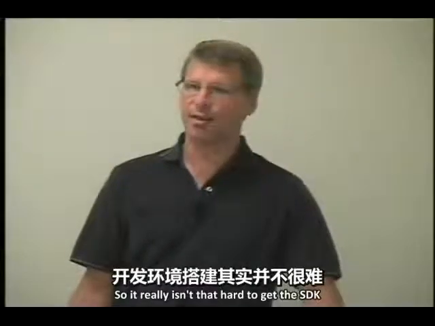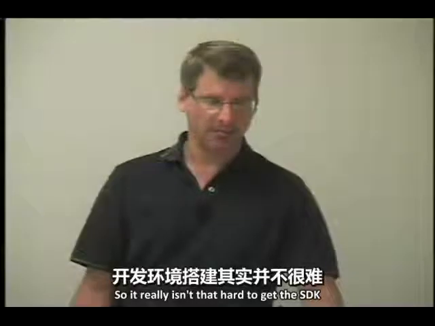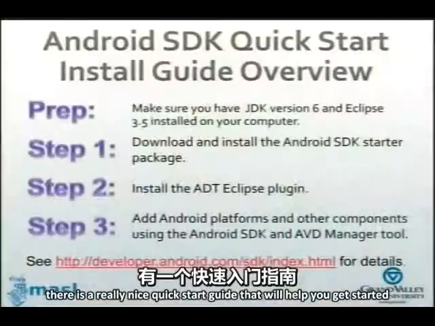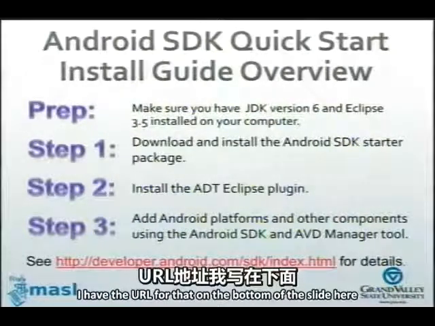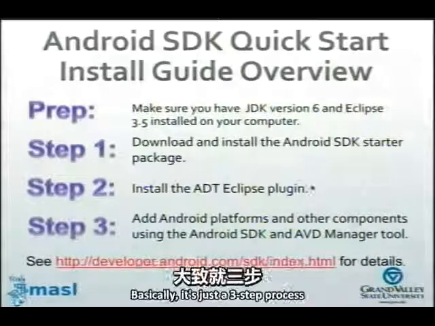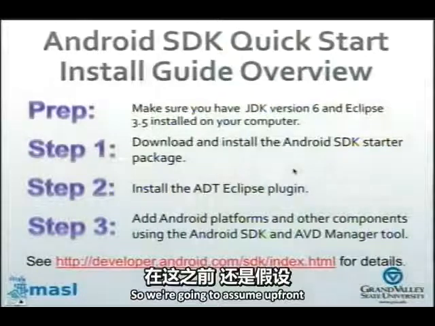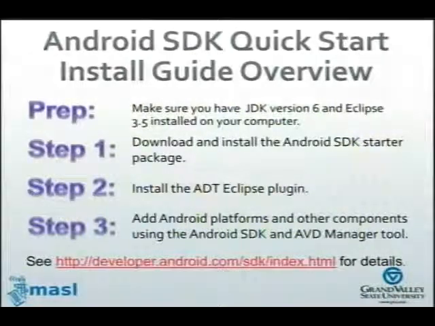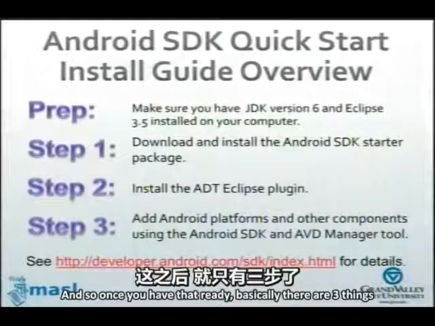So it really isn't that hard to get the SDK in a development environment established on your desktop. And on Android.com, there is a really nice quick start guide that will help you get started. And I have the URL for that on the bottom of the slide here. But basically, it's just a 3-step process. So we're going to assume up front that you have JDK version 6 installed and Eclipse 3.5. And so once you have that ready, basically there's 3 things.